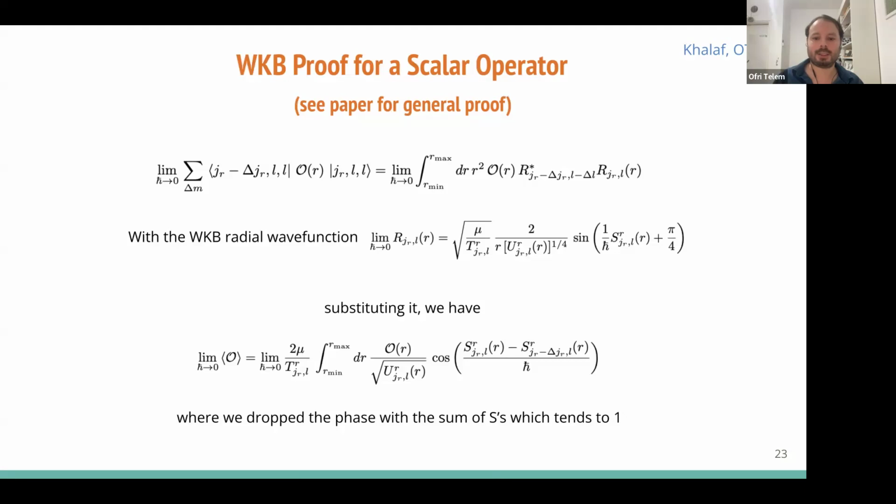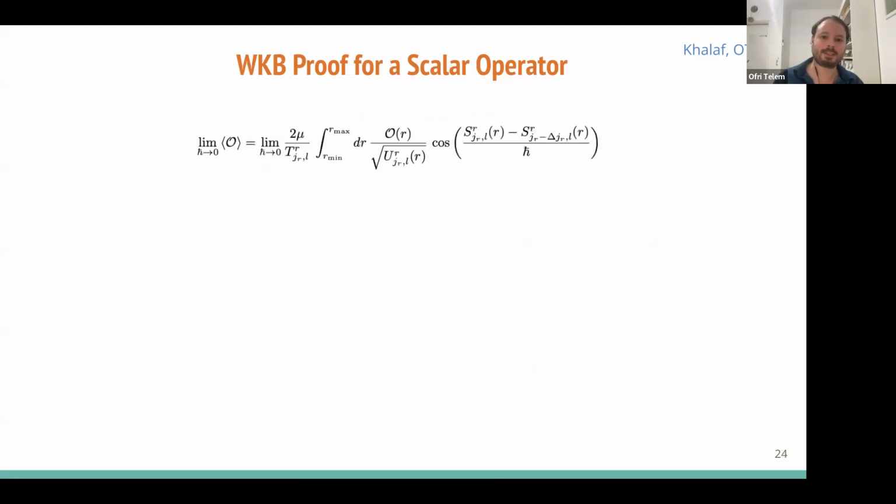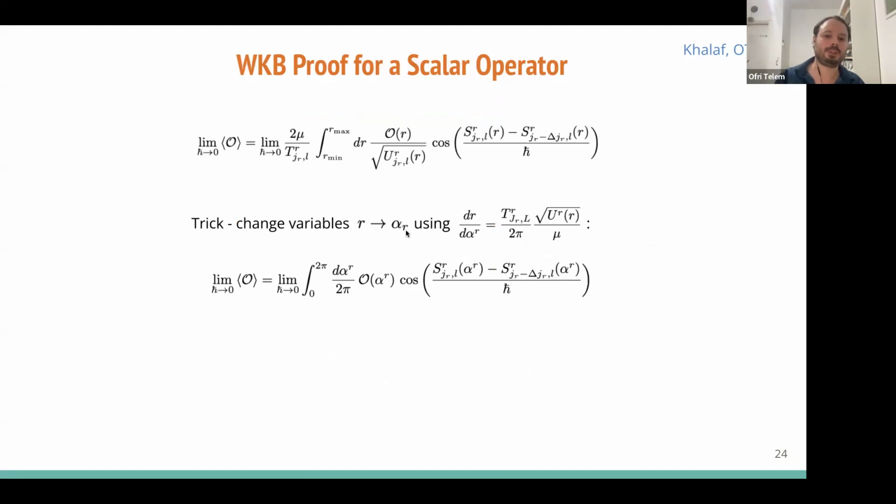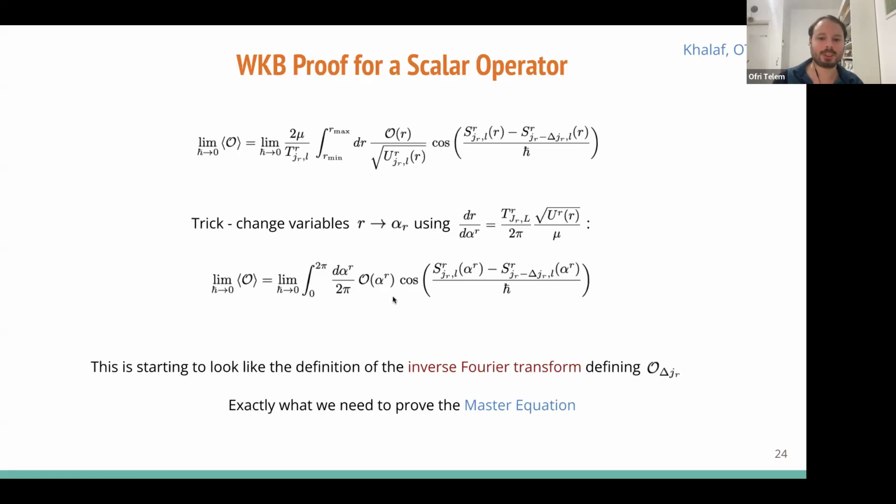Okay, so now I got the difference of two s's. And my next move is I'm going to change variables from r to alpha r, which is the fundamental angle associated with the radial motion. The idea is that dr to d alpha r is exactly the Jacobian that I have here from the wave function. So when I do this change of variables, it's starting to look very much like the inverse Fourier transform that I want. So it's an operator as a function of alpha r, integrating over alpha r.